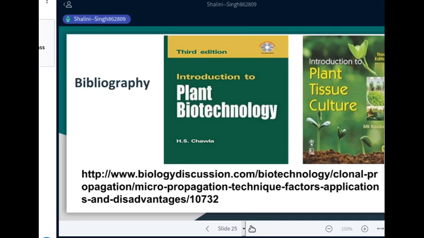These are the books which you can refer for going through micropropagation. First is Introduction to Plant Biotechnology by Dr. H.S. Chawla and second is Introduction to Plant Tissue Culture by M.K. Razdan. And for detailed study, you can refer to this website, that is www.biologydiscussion.com.